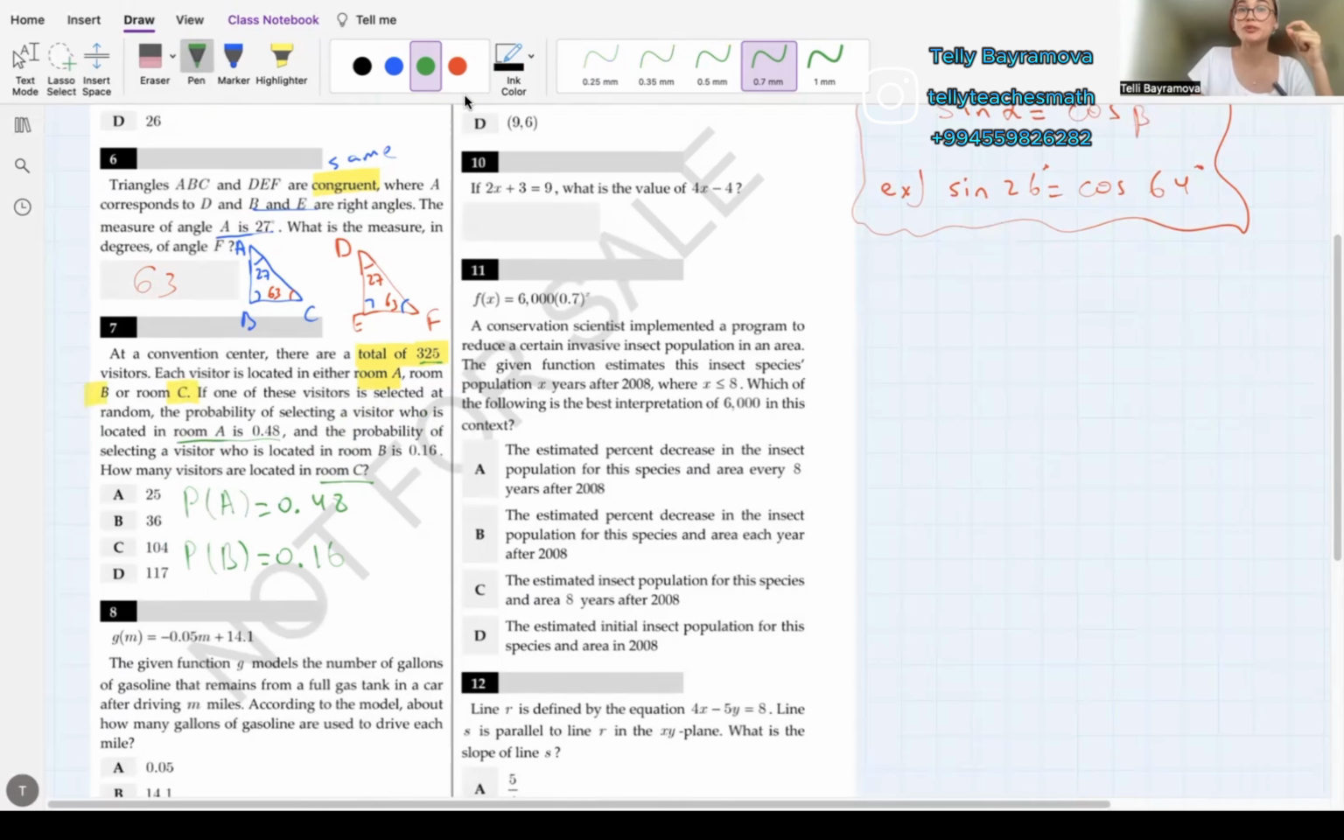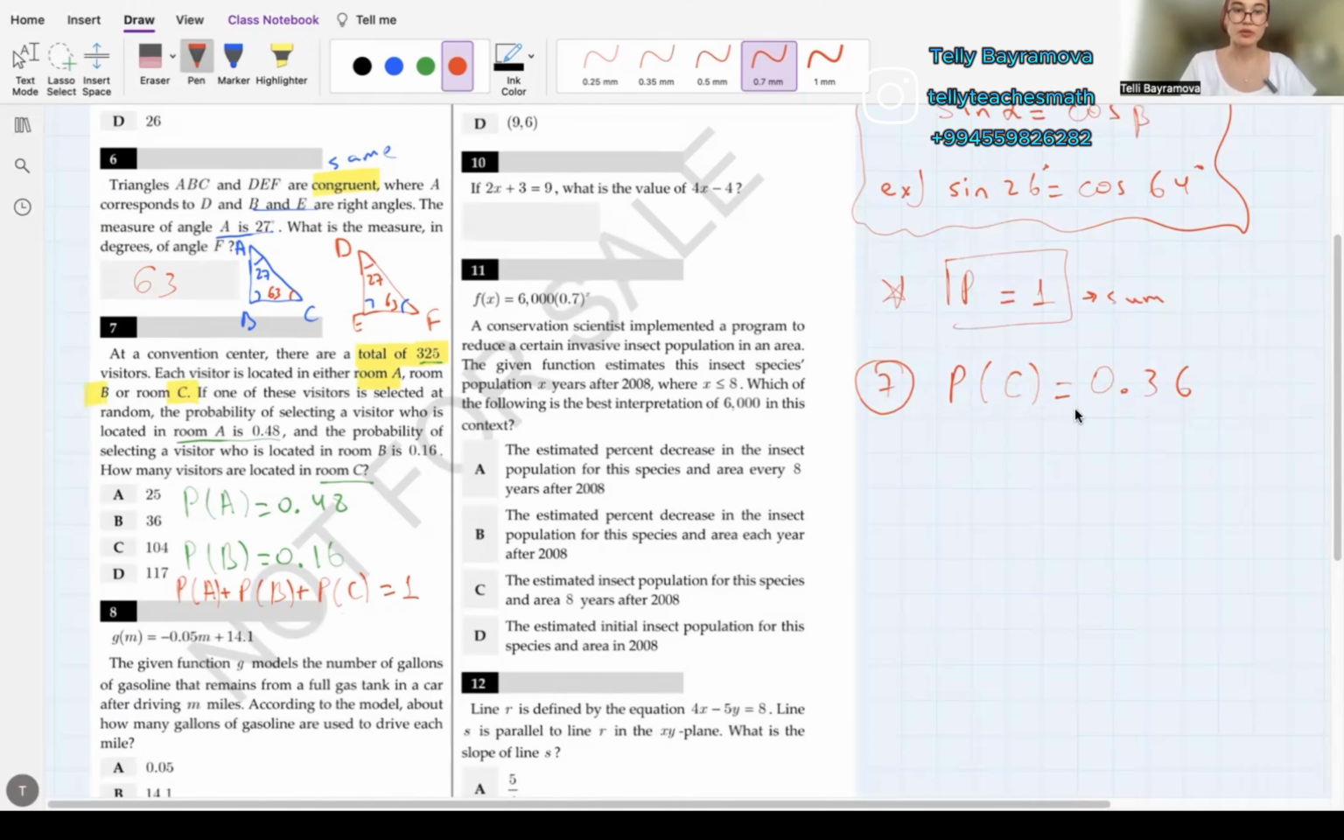As you know, the sum of probabilities is exactly 1. If you see a probability of 1.2, it means that it's incorrect. So the probability sum has to be 1. That's why probability of A plus probability of B plus probability of C has to be 1. So I'm calculating 1 minus 0.48 minus 0.16. It is 0.36, right? So probability of C equals 0.36.